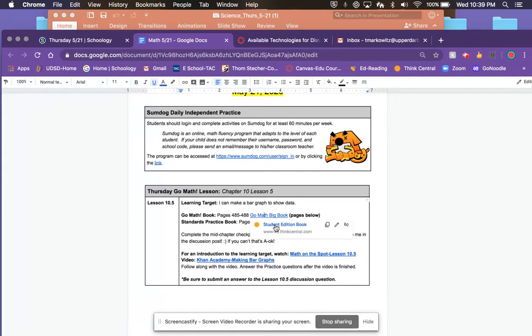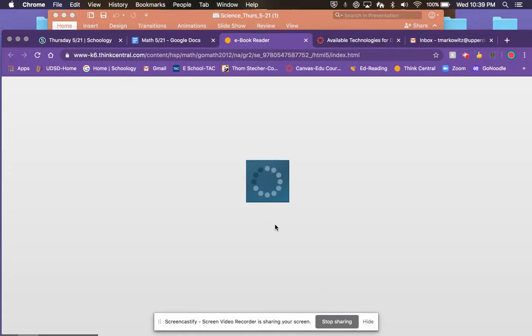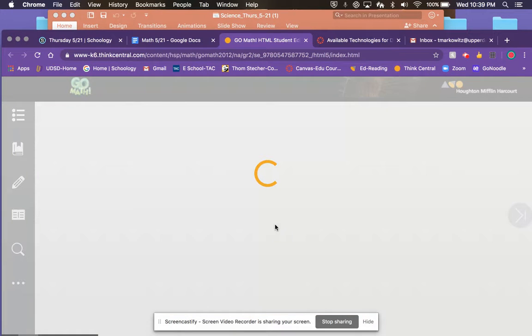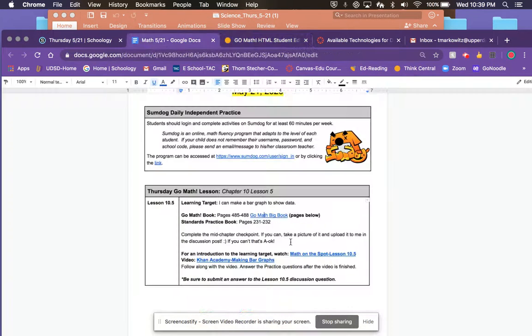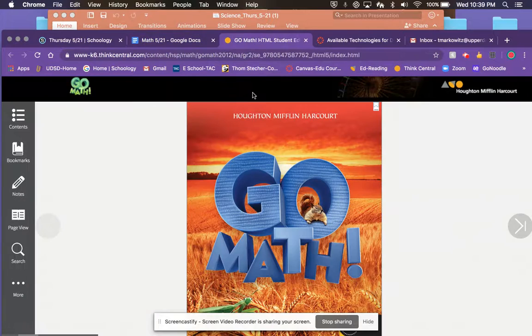Click on your big book so that you can see the pages here. If you can't get this to open, just pause my screen as I show you the pages, and you'll be able to write your answers down. 485.